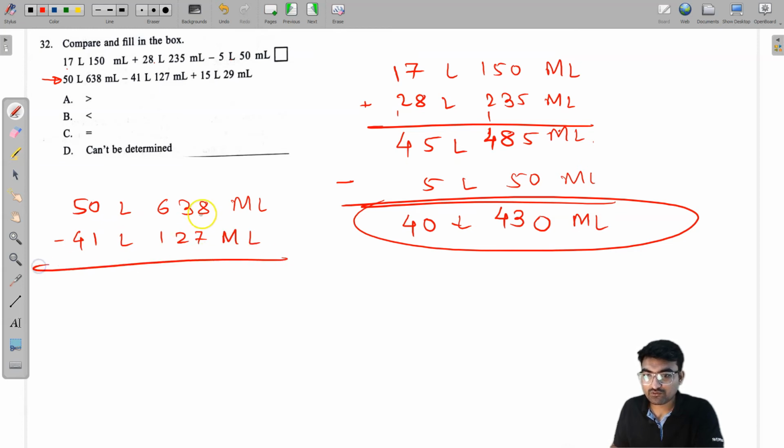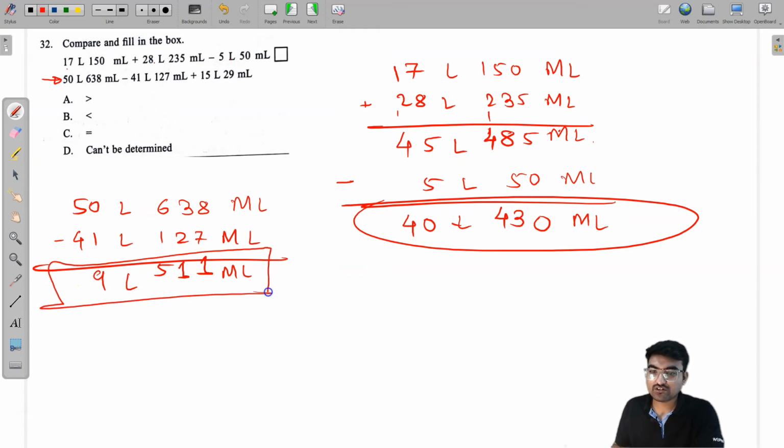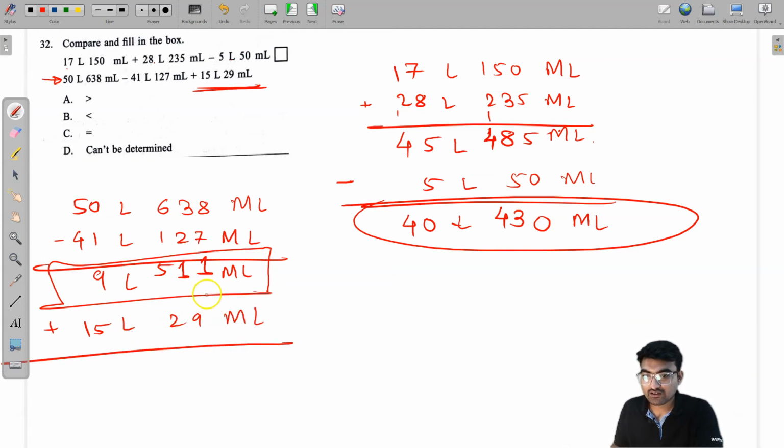Okay, we'll first do that. So 8 minus 7 is 1, 3 minus 2 is again 1, 6 minus 1 is 5. Okay, and 50 minus 41 is 9 liter. Got it? So 9 liter 511 ml. So after that we have to add 15 liter 29 ml. So 9 plus 1 is 10, 0, right? Carry 1, 2 plus 2 is 4, 5 as it is, 19 plus 5 is 24 liter.